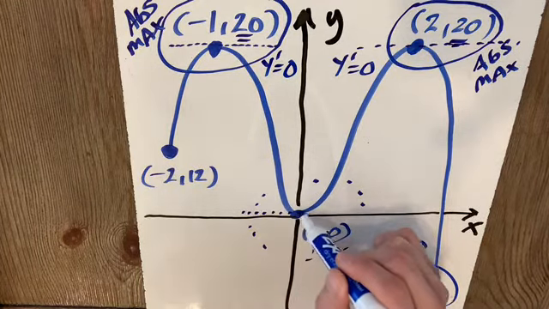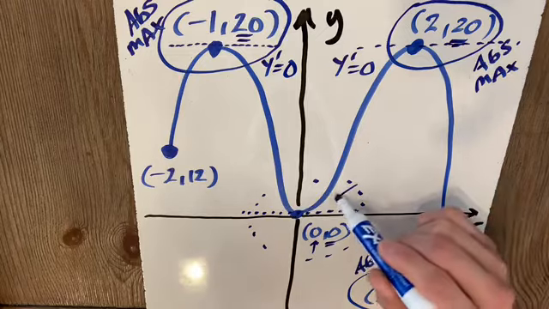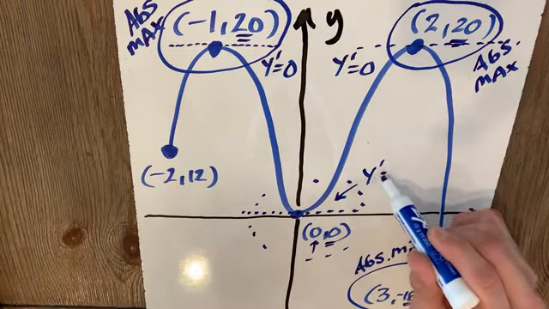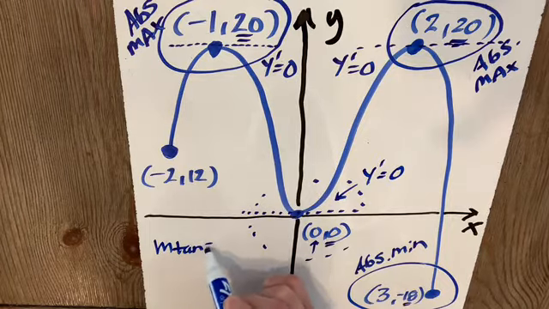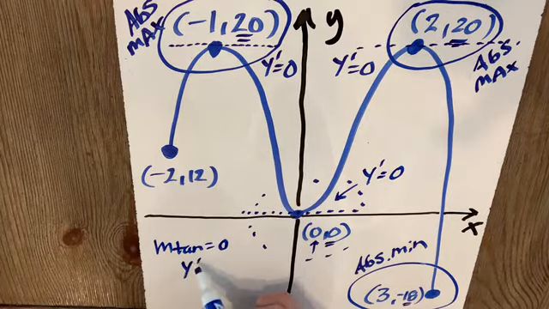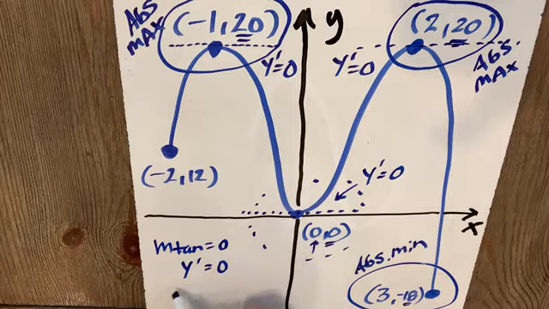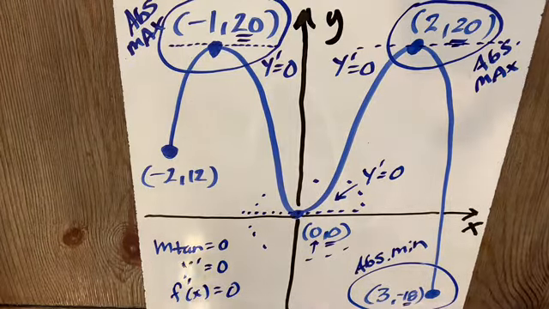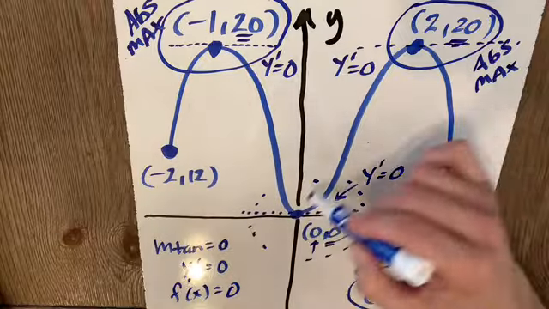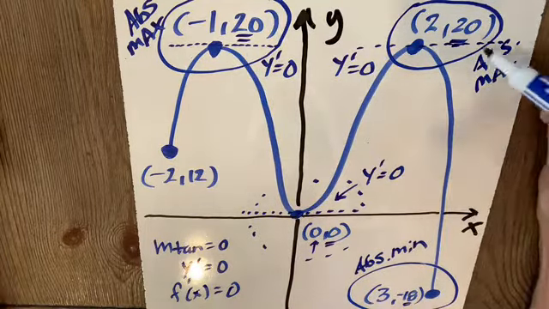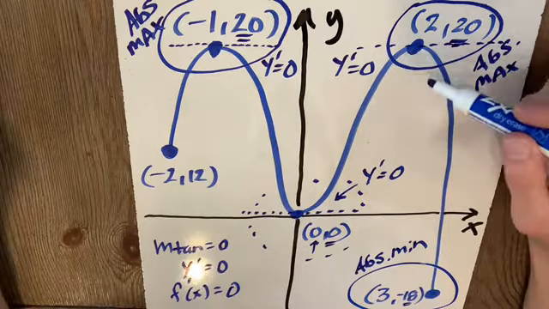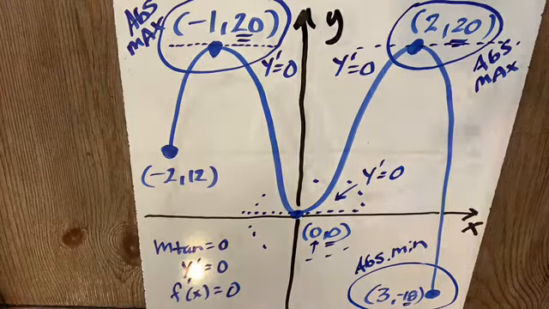Also, here at the bottom of a valley, we have a horizontal tangent line. So m tan is equal to 0. Another way to say m tan is y prime, or f prime of x is equal to 0. If we have rounded hills like this, mountains and valleys, our derivative is going to be 0. So we're going to take advantage of that.